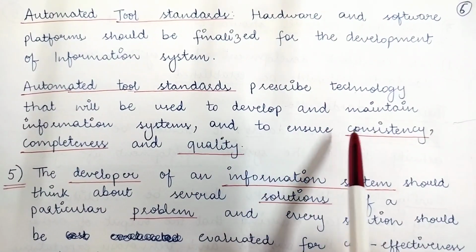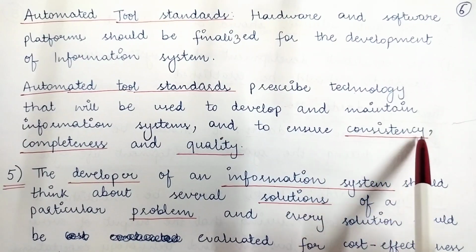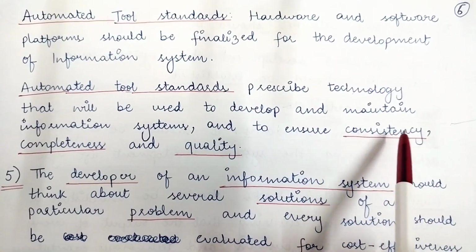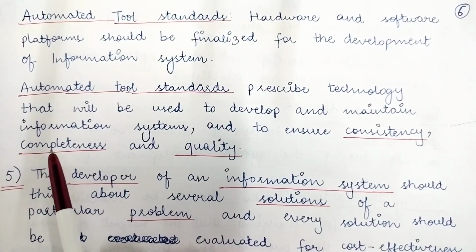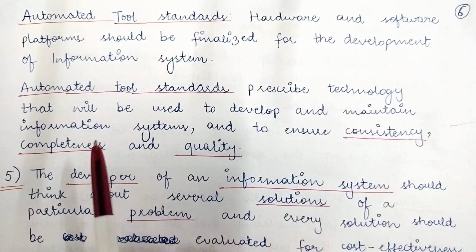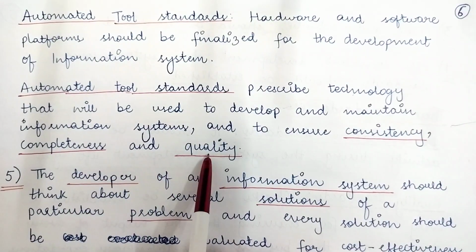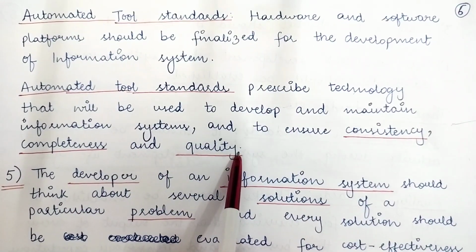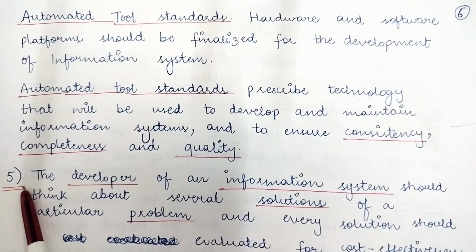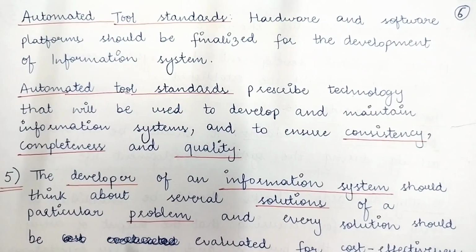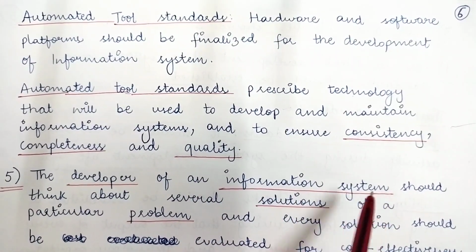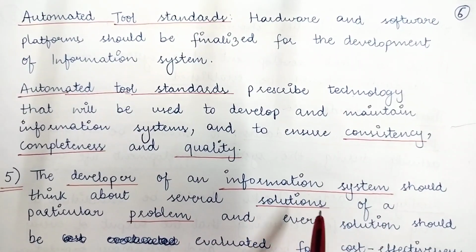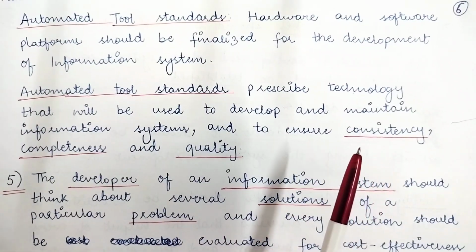Basically this helps to ensure consistency. The system is same throughout, right? So it helps to ensure consistency. Then there is completeness. The system is complete, and when the system is consistent and complete, obviously it would ensure a good quality system. The fifth standard, the fifth rule for the development of a system development life cycle, is that the developer of an information system should think about several solutions of a particular problem.